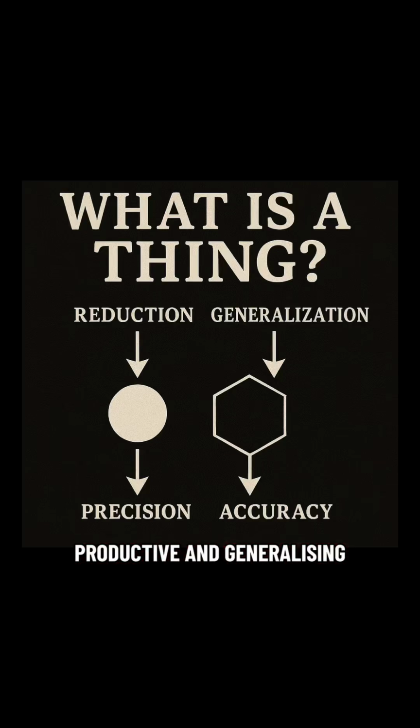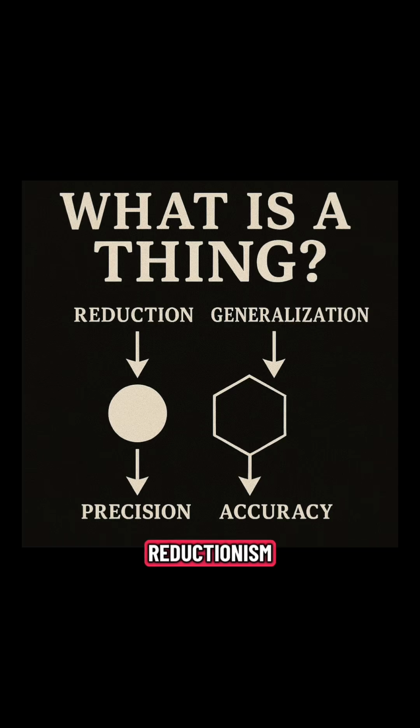Reductive and generalizing approaches represent two fundamental, often opposing, methods for defining, understanding, and explaining what a thing, an entity, system, or concept is. The primary distinction lies in whether a thing is understood by breaking it down into its smallest, most fundamental constituents (reductive), or by identifying its common properties and placing it within a broader category (generalizing).